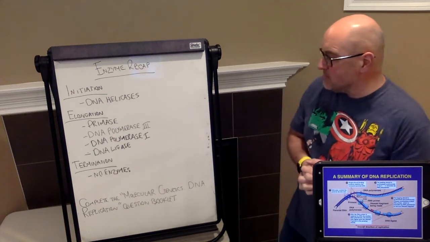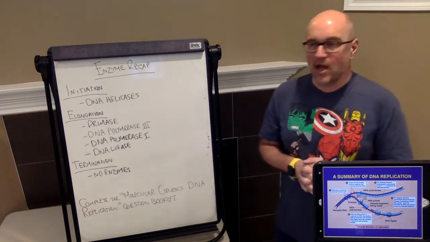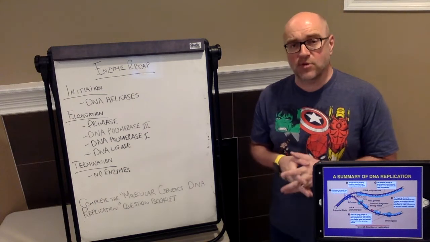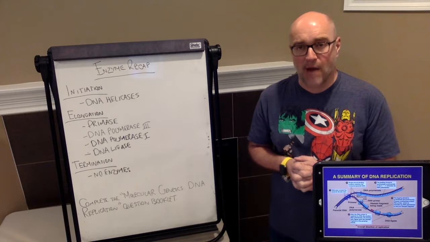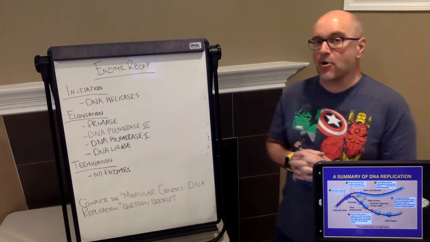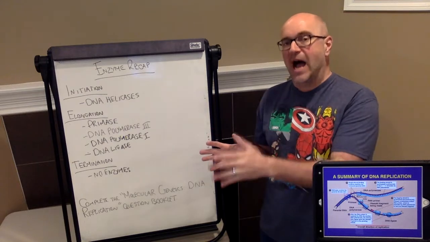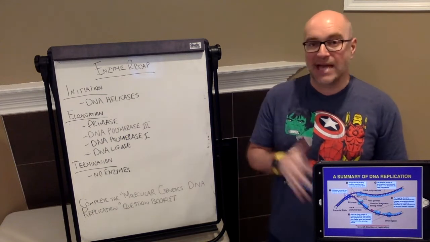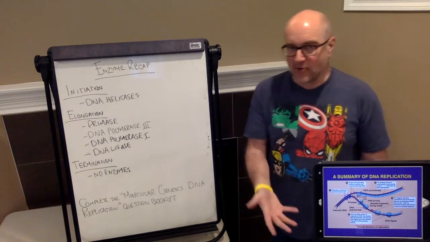Elongation obviously has the most enzymes at play. We've got primase, which is going to basically lay down RNA primers, which are starting points for the daughter strands to be built. And remember, all these daughter strands are being built in a 5' to 3' direction, which is anti-parallel from the parent strand that's beside it.